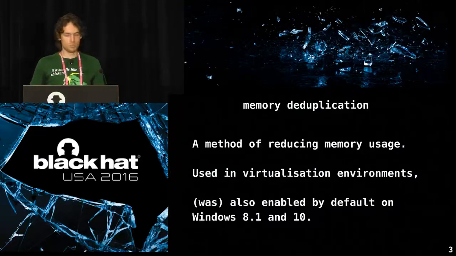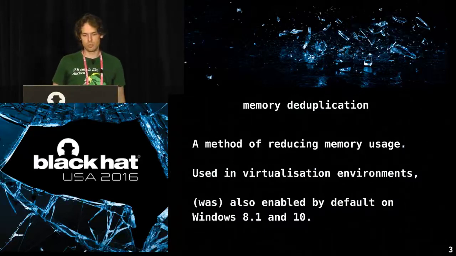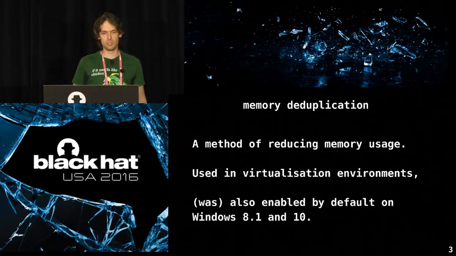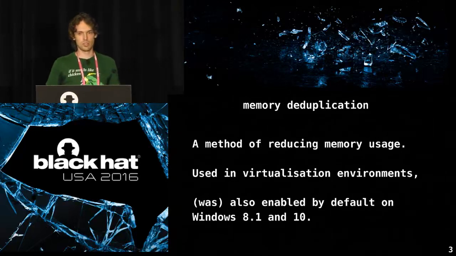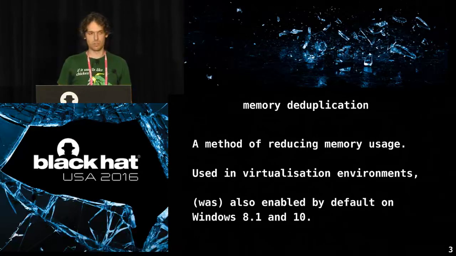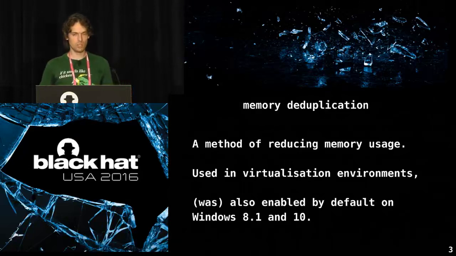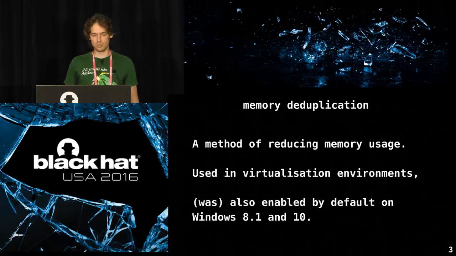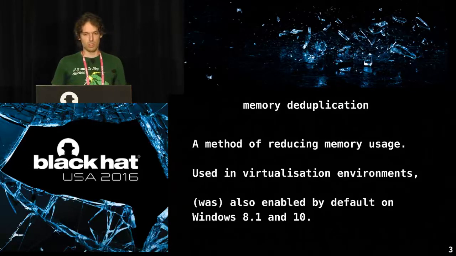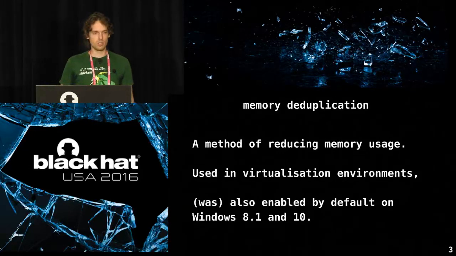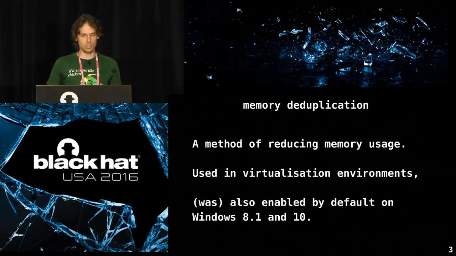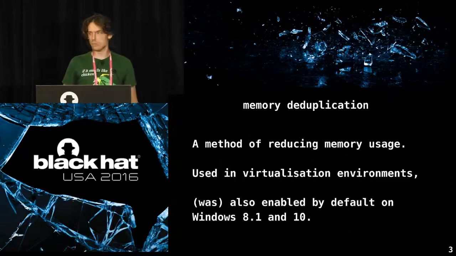So for this attack, we make use of memory deduplication. Memory deduplication is a method of reducing the memory footprint of a system. It has been introduced first in virtualization environments. But starting with Windows 8.1, it was enabled by default in the operating system as well.